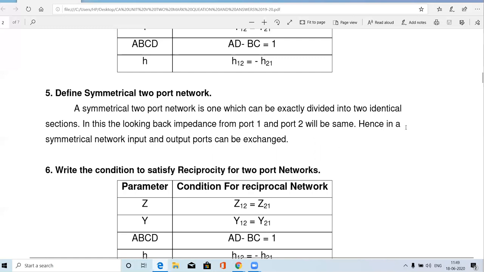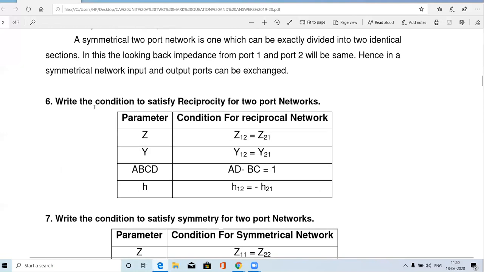Hence in a symmetrical network the input and output ports can be exchanged. We can use the input port as an output port, and the output port as an input port also. If we can interchange the input and output ports of a network and get the same output, that network is called a symmetrical network. So what are the conditions?